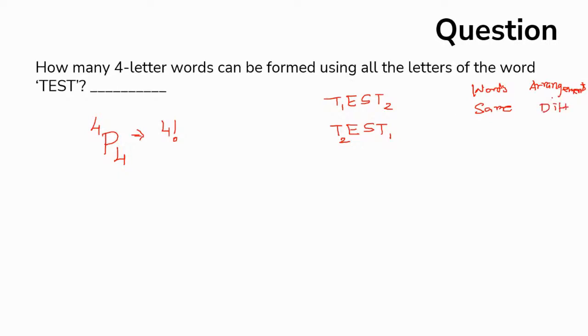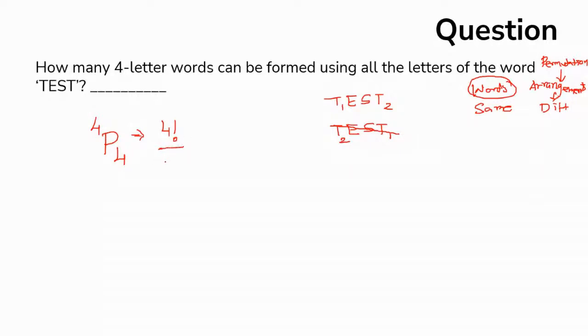And when a permutation is being used, permutation only gives me arrangements, so it counts them as different arrangements, and it gives both TESTs as different words. But when I count it as words, how many four-letter words can be formed? The number of words means this TEST and TEST are the same. This is not a different TEST. So in that case, I have to cancel the second repeated word TEST. So how do I go for it?